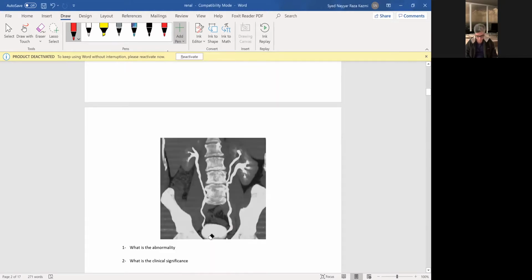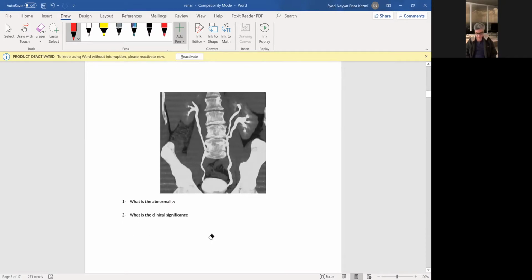Okay, so let's move on to this third image. So what is the abnormality? If you see here, this is basically an intravenous urogram, excretory urography, okay? And you can see on the right side the renal calyces and the right side ureter, which is going down and opening into the bladder. The bladder is also full of the dye.